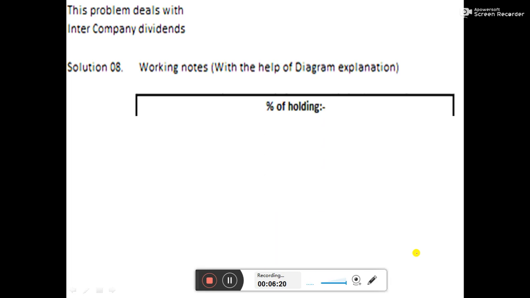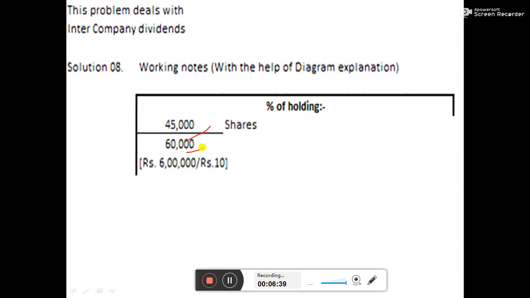So first we need to calculate percentage of holding. Percentage of holding will be how much shares have been acquired by holding in subsidiary. So in the problem it is mentioned that they are acquiring 45,000 shares in subsidiary company, out of 60,000. I have already told you how we are getting 60,000. That is 6 lakh divided by 10 rupees multiplied by rupees 100.